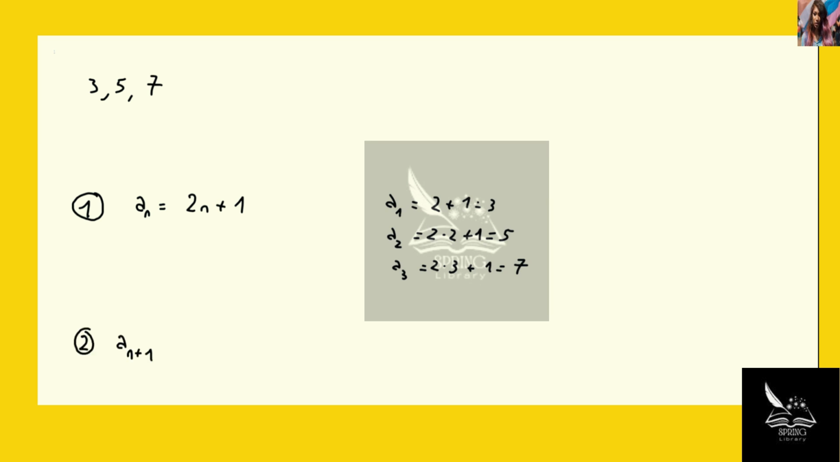Then we can also observe that every element of the sequence is the previous one plus 2. So in fact, 5 is 3 plus 2, 7 is 5 plus 2, and so forth. So we can write a_(n+1) = a_n + 2, so the next element of the sequence is the previous one plus 2.